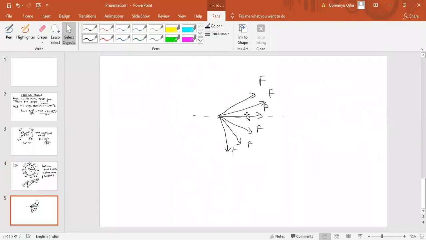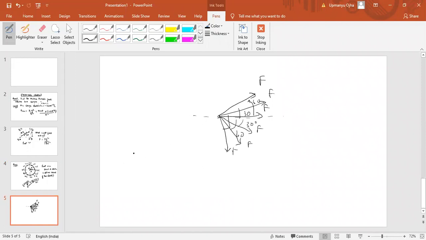Which means what? This angle would be equal to how much? 30 degree from the horizontal line. This would be 60 degree. Same here. This would be 30 degree. This would be 60 degree, and this would be 90 degree.